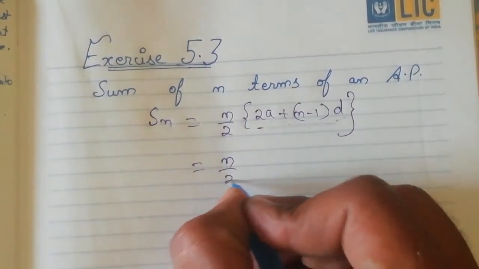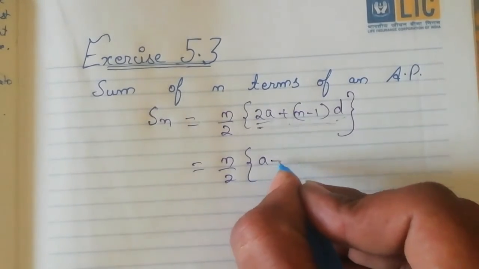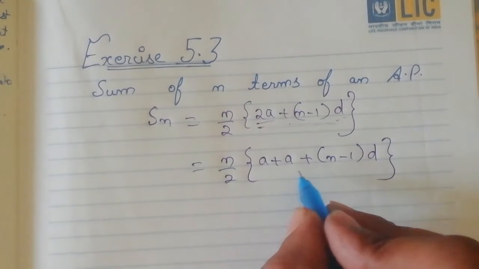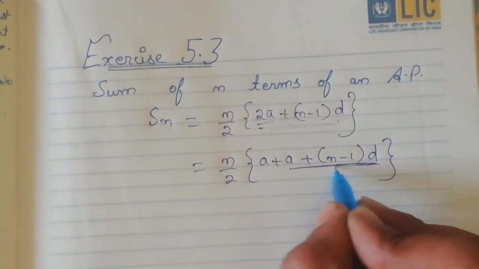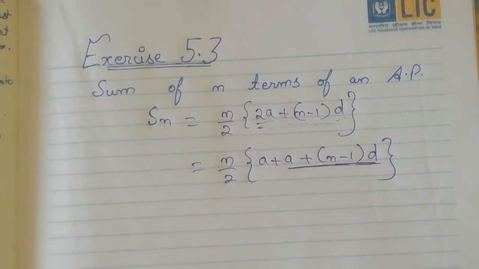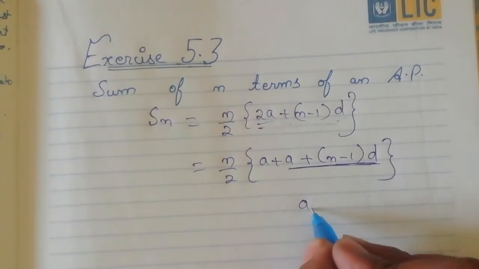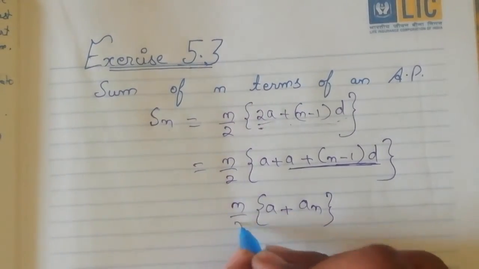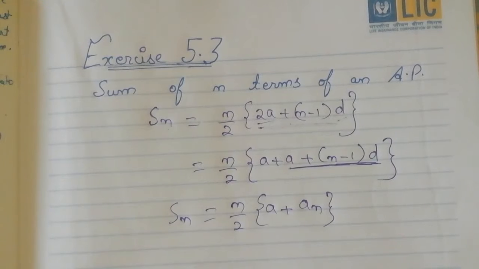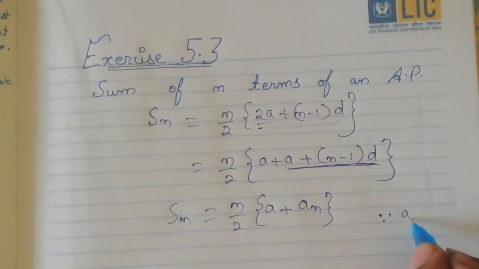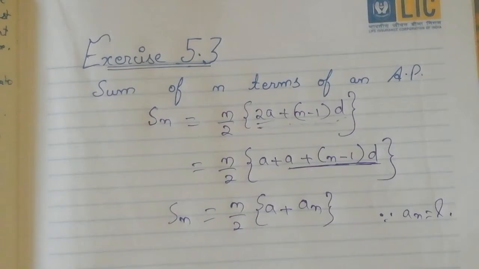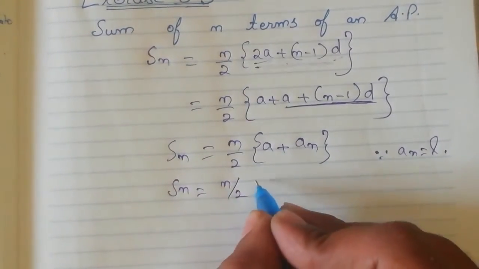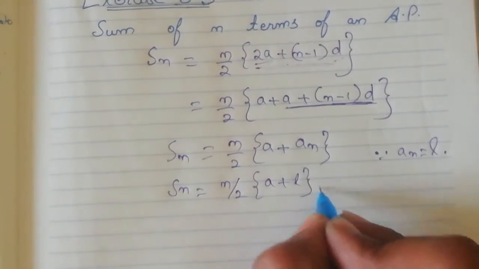First of all, let's expand it. This 2a can be written as a plus a, and plus (n minus 1) into d. If we take this part, can you remember a formula that we used in our previous exercise? This is nothing but the formula of an. So this can be written as a plus an, times n by 2, and this equals Sn. We also know that an is denoted by L. So now this formula can be written as Sn equals n by 2 times (a plus L).